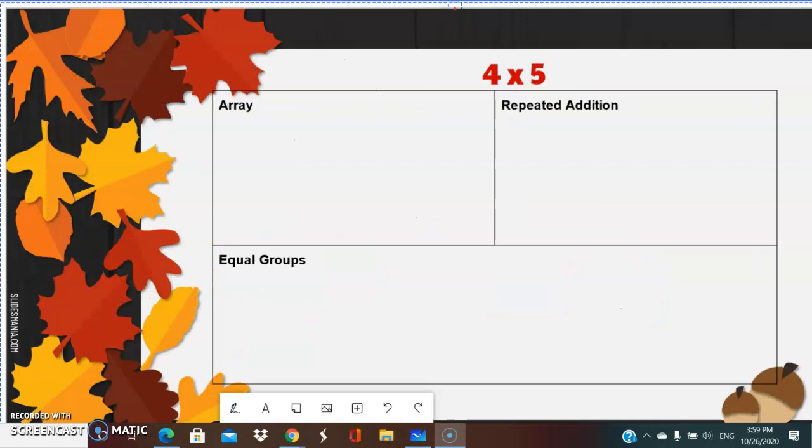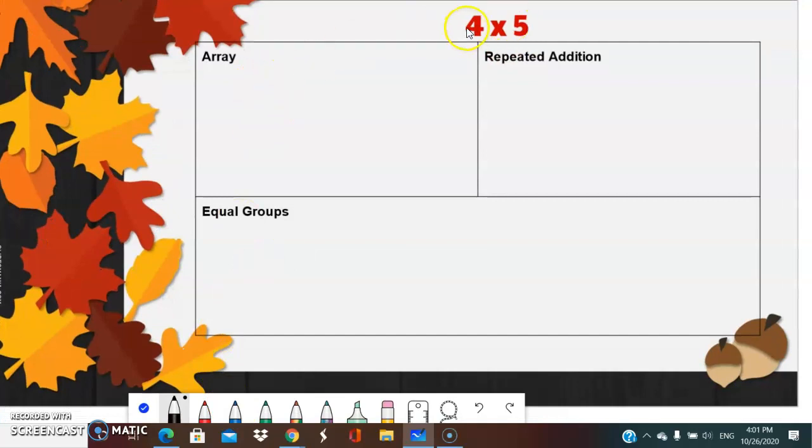I'm going to give you a few minutes and anchor in your journal this same model here, what you see, this graphic organizer, and I want you to build an array for 4 times 5. I also want you to write the repeated addition sentence as well as the equal groups. And then when you come back, we're going to check our work. I'll give you a few minutes.